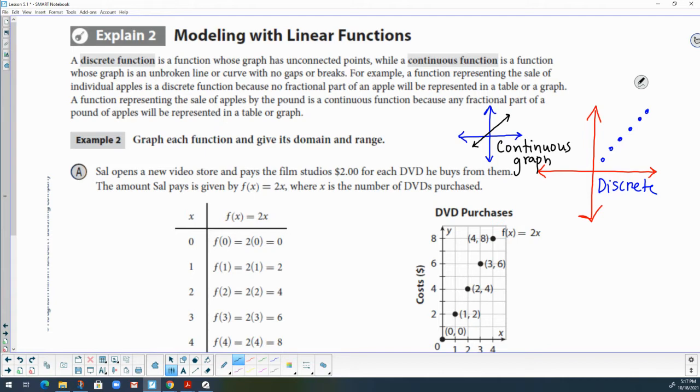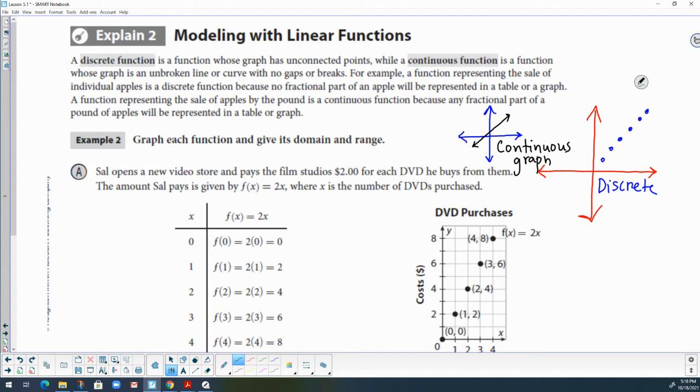All right, so for example, a function represents the sale of individual apples. Is it discrete? Yes, because you would not want to buy half an apple. That would not be good. So you would want that to be a whole apple.